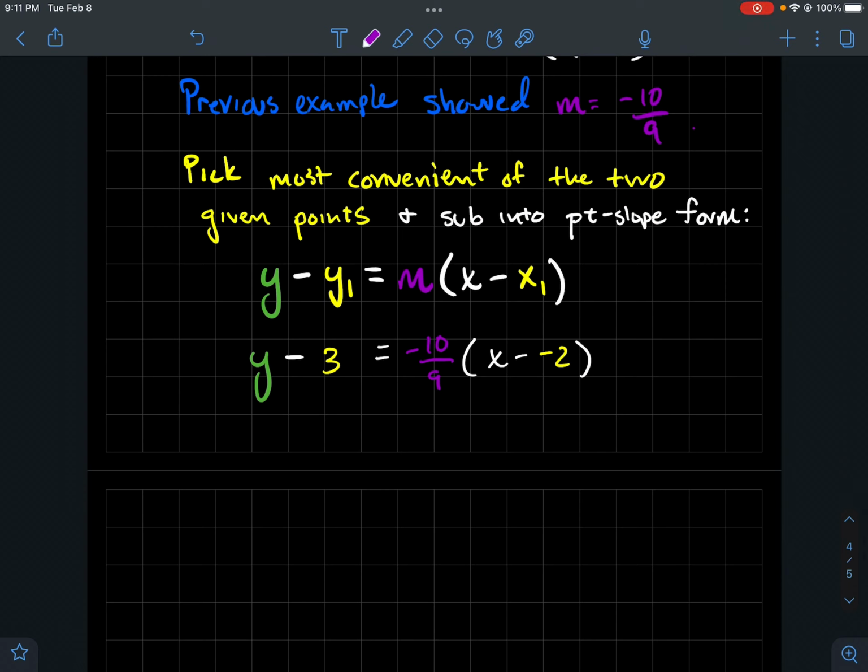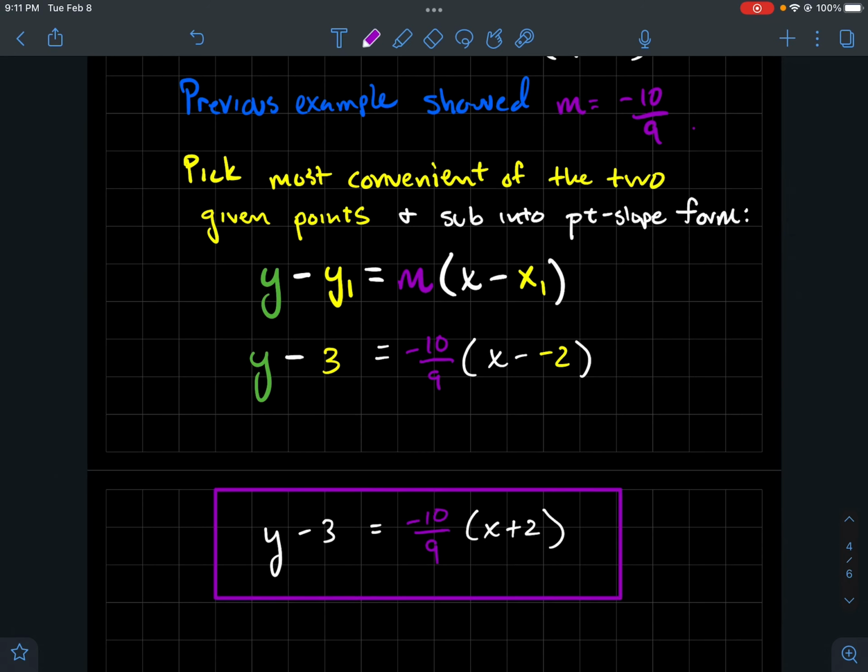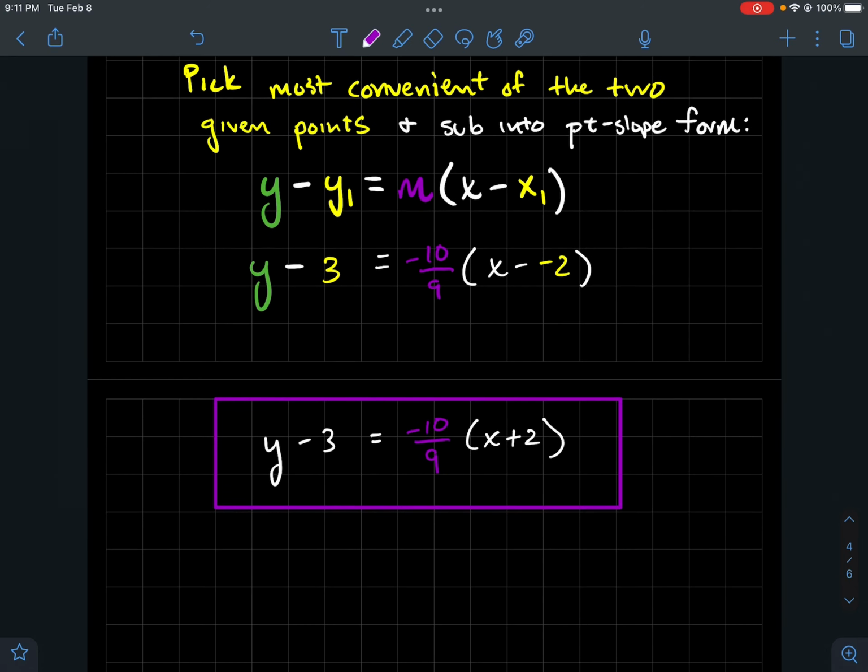And really the last thing, if you're asked to put your equation in point slope form, is to resolve any goofy double negative signs. So your final answer would just be y minus 3 is -10/9 times x plus 2. And that's a perfectly good answer in point slope form of the line.